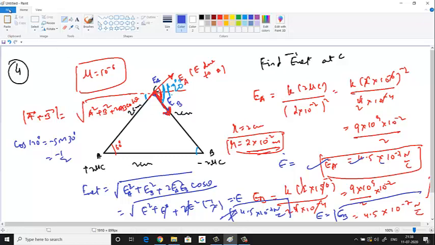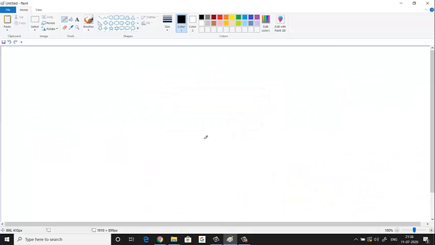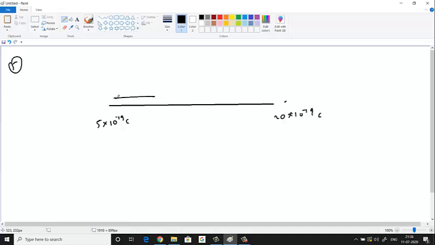Okay, fine. Next, we have equilibrium type of questions. Suppose we have some charge here, say 5 into 10 power minus 19 coulombs, and the other value let us take 20 into 10 power minus 19 coulomb. They are separated by a distance of 2 meters. Let us call this A and B.